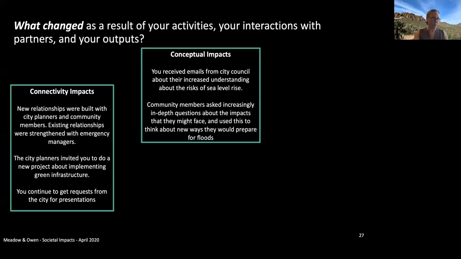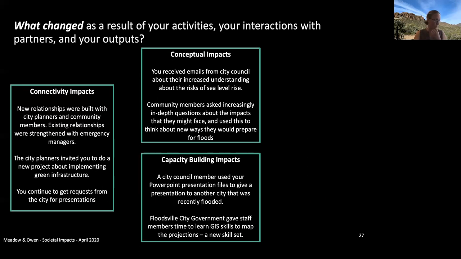In the connectivity impact section, they really noted some new relationships being built with city planners and community members. The researchers already had some relationships with emergency managers, but noted there's some strengthening there. City planners invited researchers to do a new project in a related area of green infrastructure. And the city keeps calling to ask about presentations and other outreach activities. So some real evidence that we've got these connectivity impacts.